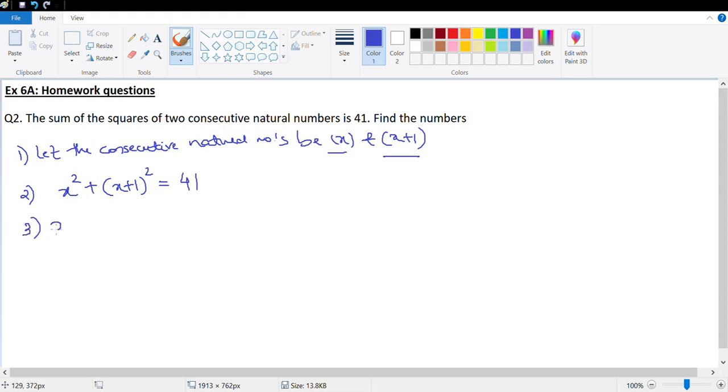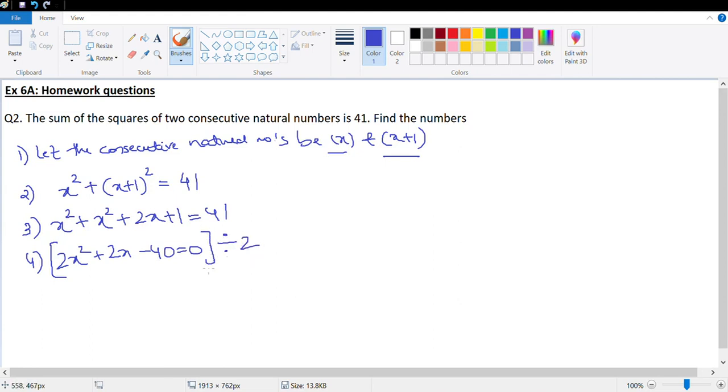Let's open the brackets. So this is x square plus x square plus 2x plus 1 is equal to 41. This gives us 2x square plus 2x plus 1 minus 41. That's negative 40, so 2x square plus 2x minus 40 is equal to 0. Let's divide both sides by 2 because 2 is a common factor for all terms. This is x square plus x minus 20 is equal to 0.